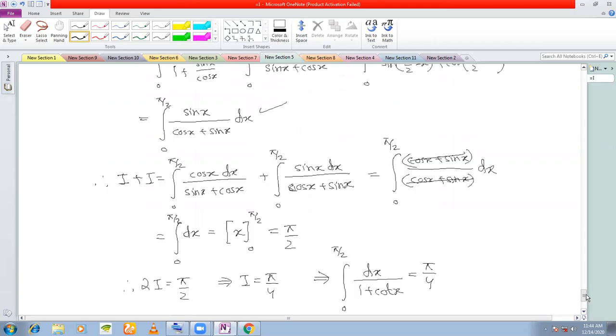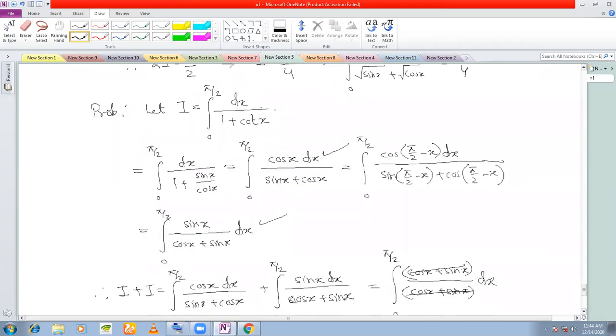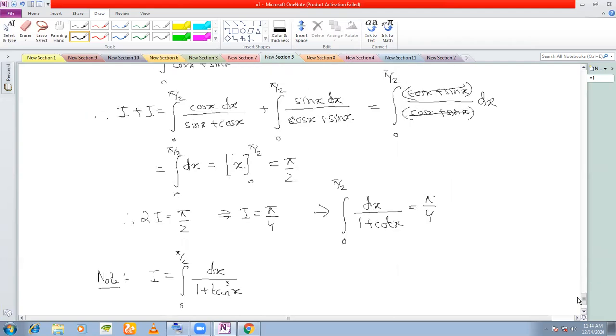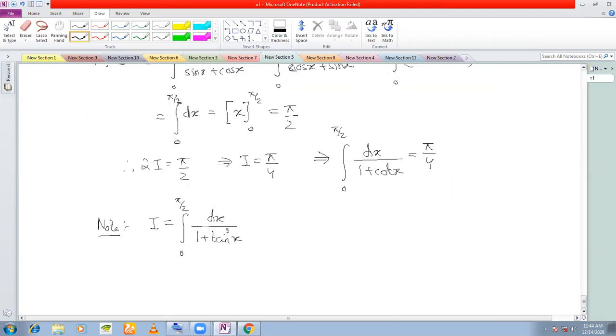In this problem, I had shown you that you converted cot to cos by sine, right? And then proceeded. In this problem, you will change tan to sine by cos and proceed exactly similarly, in an exactly similar manner.